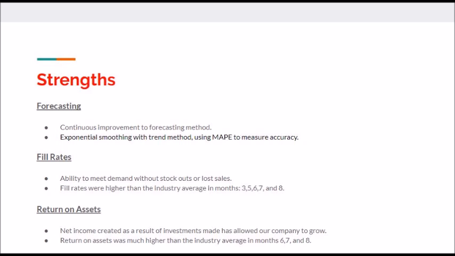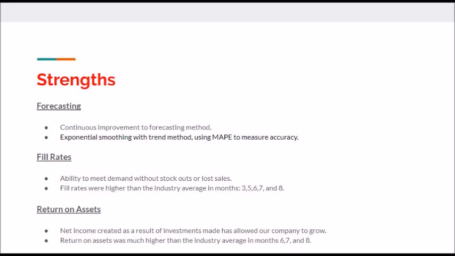The second strength of our company was our fill rates, which indicate our ability to meet demand without stockouts or lost sales. Our company's fill rates were higher than the industry average in months 3, 5, 6, 7, and 8. Successfully forecasting demand significantly contributed to our company's ability to meet demand and maintain fill rates, as we were able to ensure enough inventory was produced.